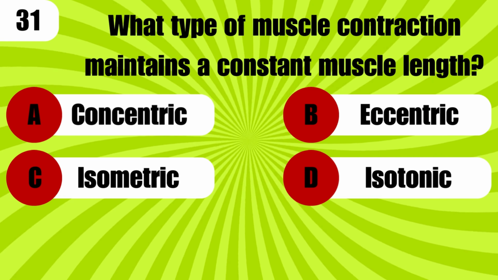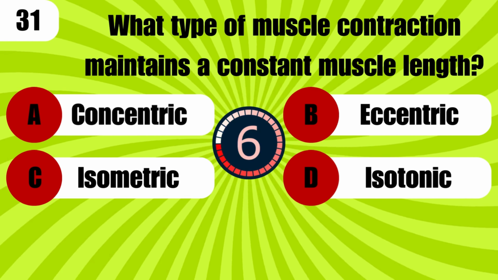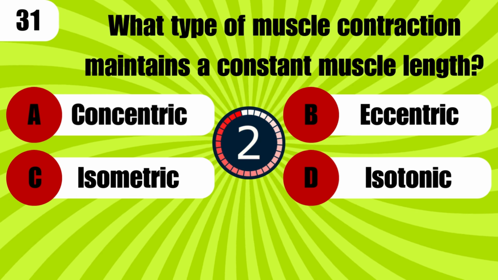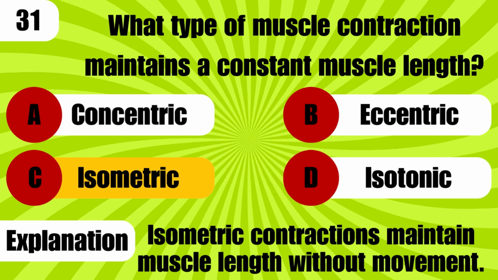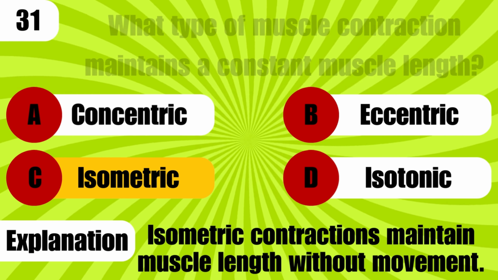What type of muscle contraction maintains a constant muscle length? Concentric, eccentric, isometric, isotonic. The right answer is isometric. Isometric contraction maintains muscle length without movement.